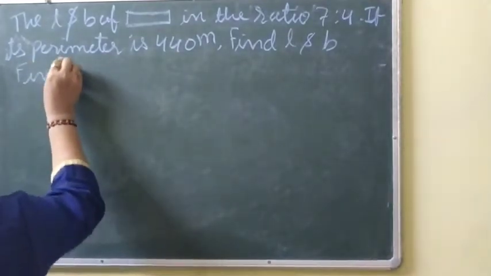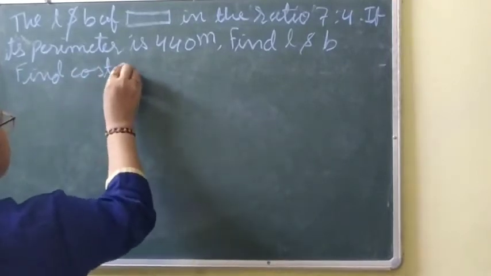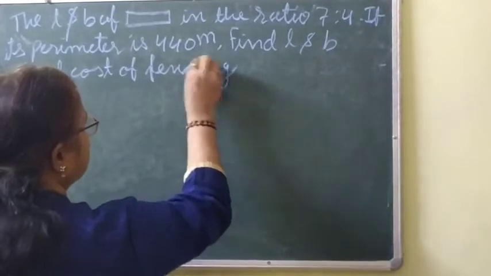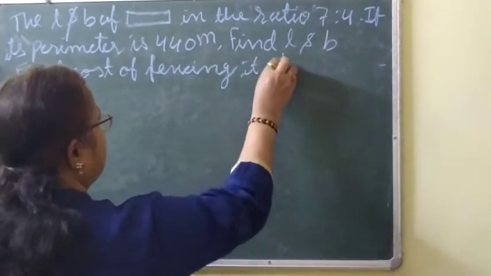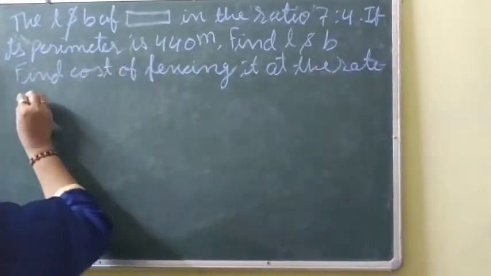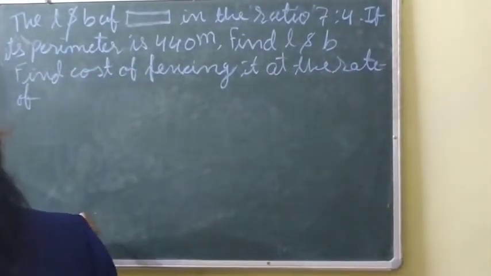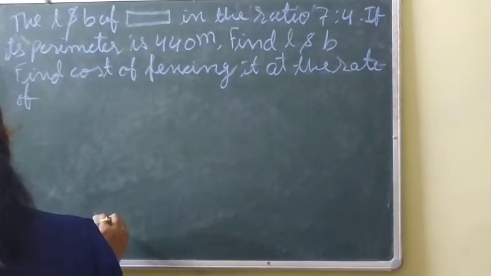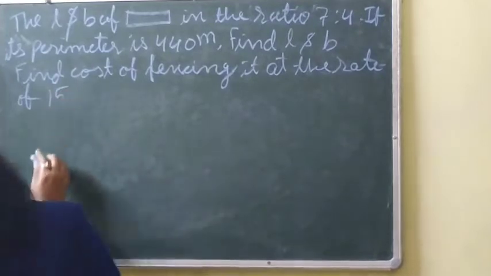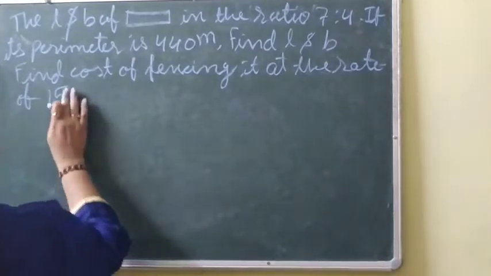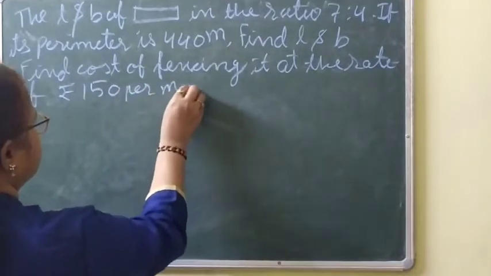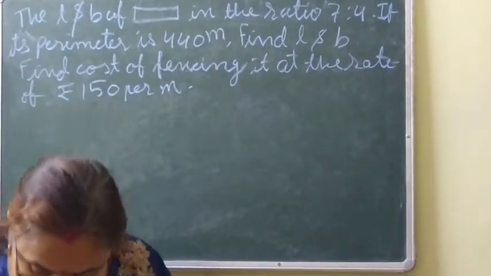Find the cost of fencing it at the rate of what? At the rate of rupees 150 per meter. Okay. So here we have to find out what?